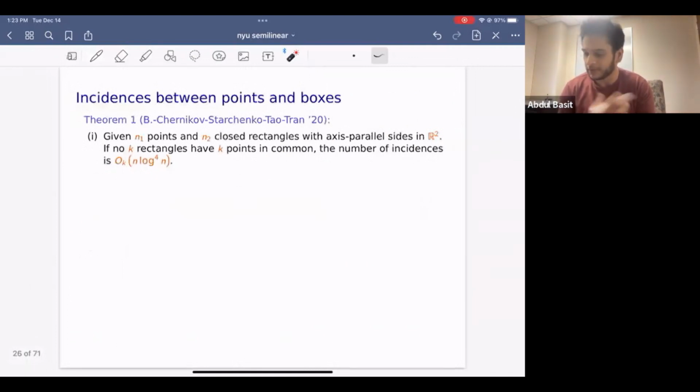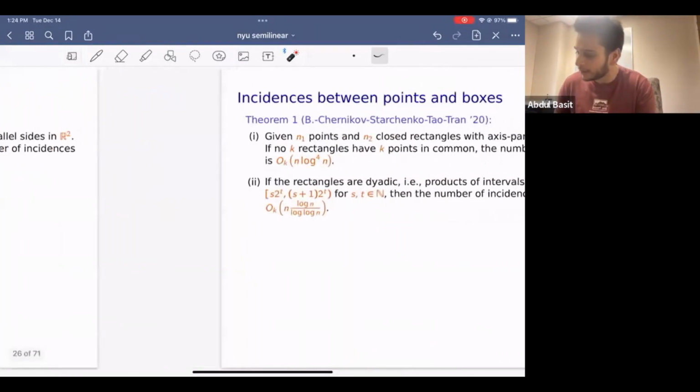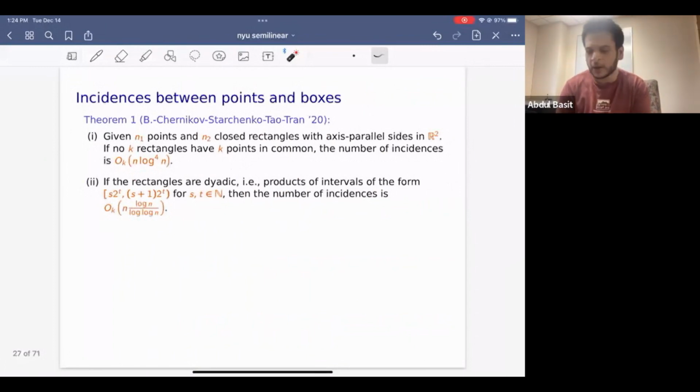Okay, good to move on. Right, so what do we prove? We show this n log^4 n bound. I'll mention this later, but this is for any set of n1 points and any set of n2 closed rectangles with axis parallel sides, with no K_{k,k} in the incidence graph. That's what we get. We have a slightly better bound if your rectangles are what we call dyadic.